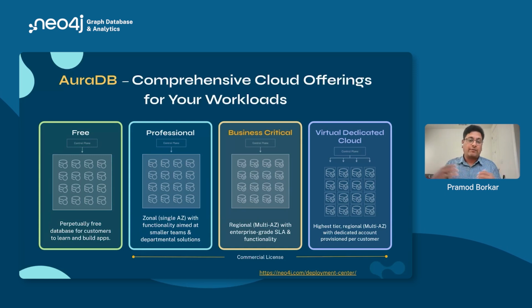Once you want to have a commercial license, we have professional all the way to dedicated cloud. Professional is a single instance, and it can go all the way up to 128 gigs of RAM. But if you want mission critical, heavy workloads, obviously you can go to business critical and dedicated cloud.